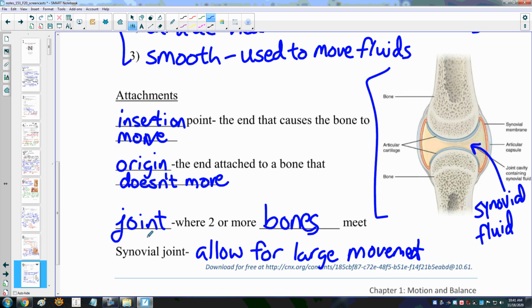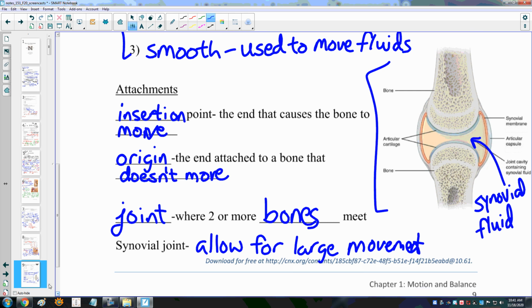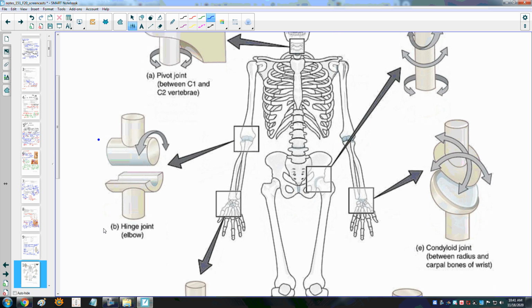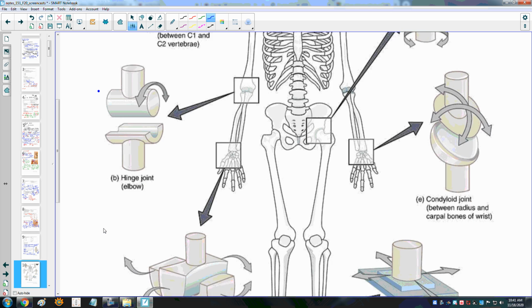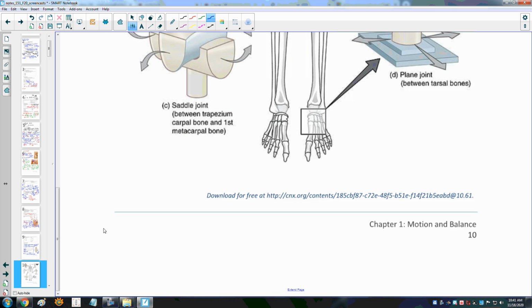You do need to know the different types of joints. And on the next page, I show some of the most common joints. The book talks about some of these, and we'll talk about them in the class as well.